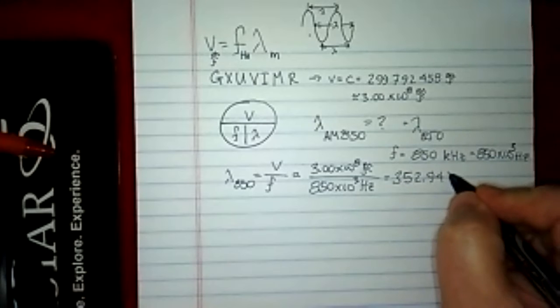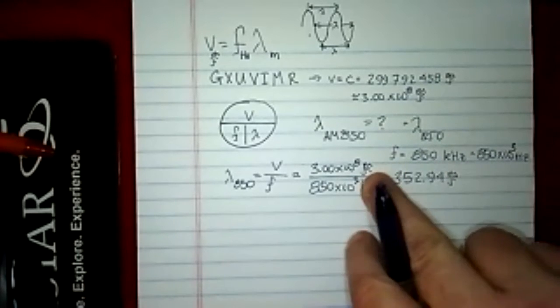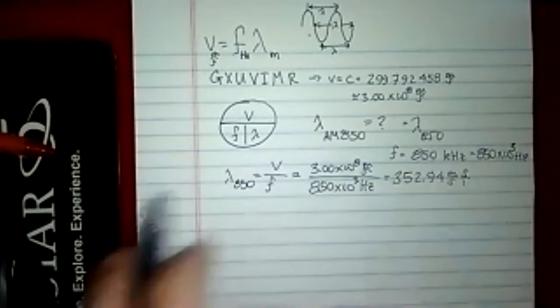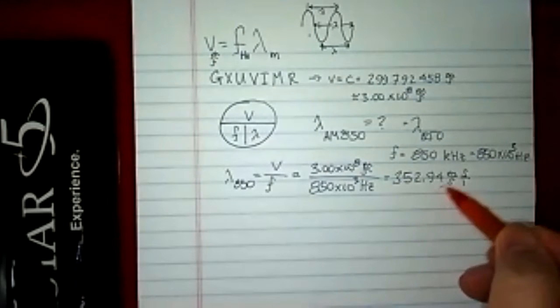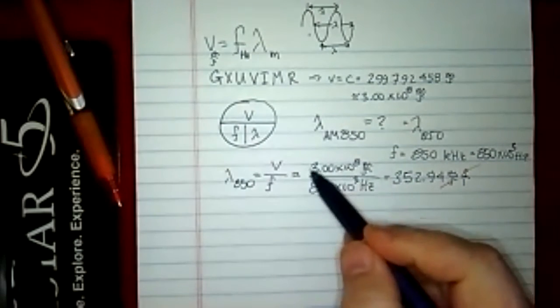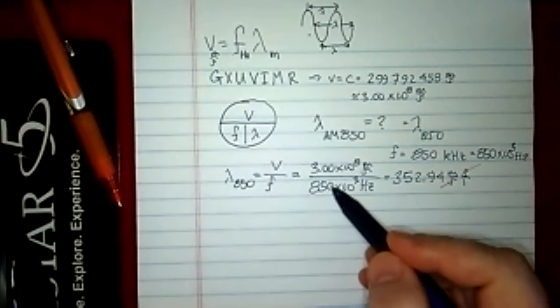352.94, and this would be meters per second divided by 1/seconds. When you divide by a fraction, you just flip it over, so that'll be seconds over 1, and you see that the actual units of seconds cancel out with one another. And now I'm going to use the fact that this had 3 significant figures, and I'm going to pretend this one has 3 significant figures.